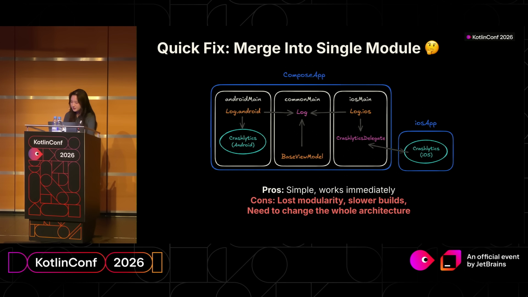The immediate fix is brute force. Move everything into one module, one XCFramework, one singleton, and the problem would be gone. But we have to give up modularity, of course. And build time started creeping up. For a small app, this is fine, but for anything larger, you need a real solution.